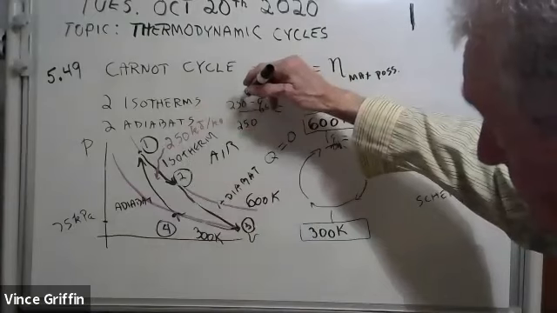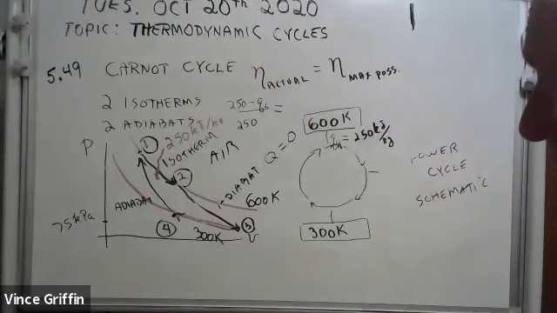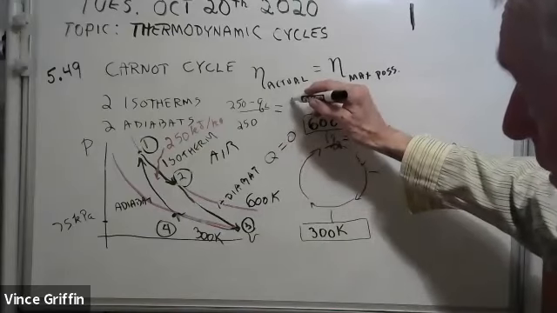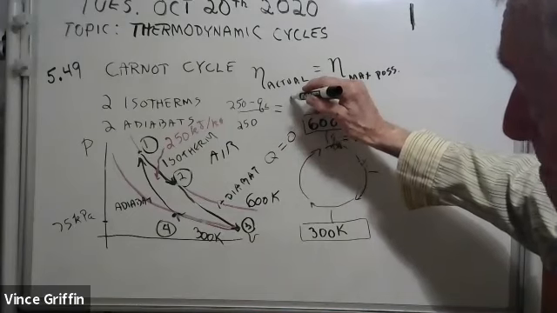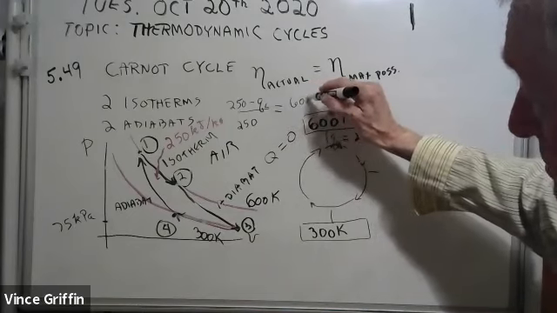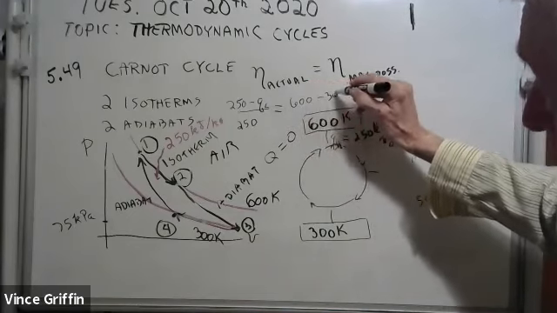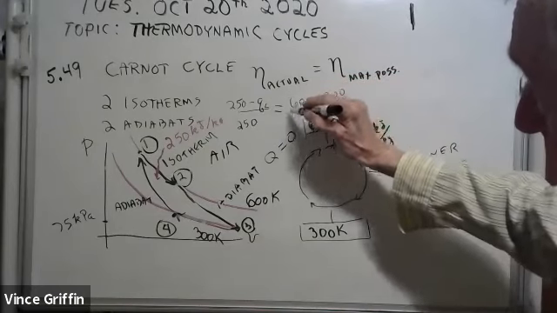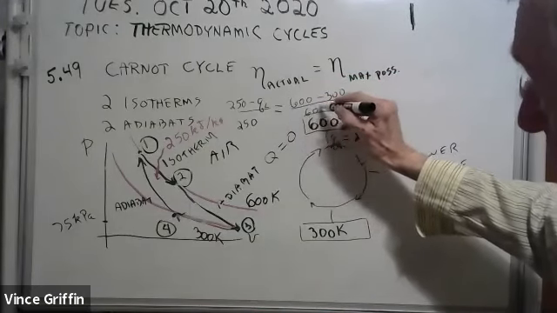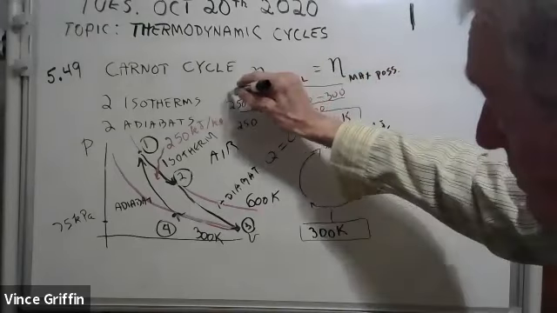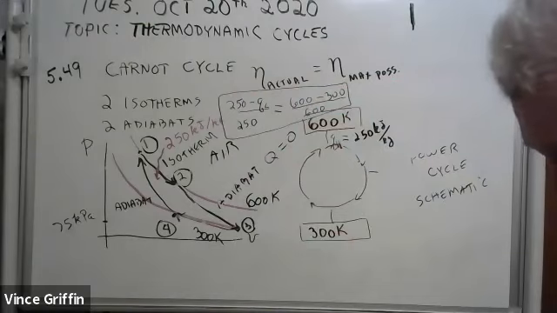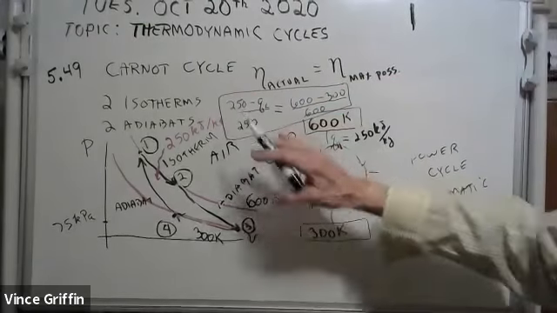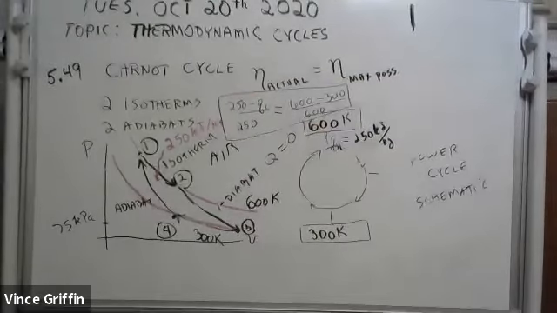Now there's your actual efficiency. And here is the theoretical efficiency. That is 600 minus 300 over 600. Here's your equation. We're going to solve for QL. I'm going to shut up for 1 minute. Solve for QL. Go for it.